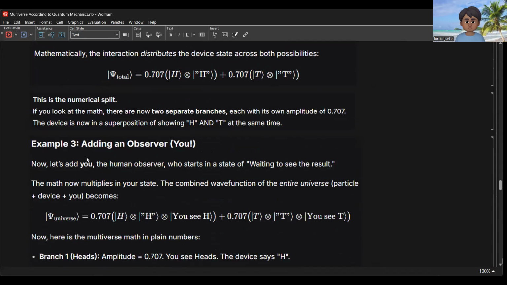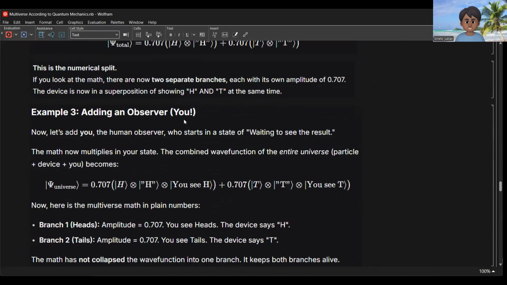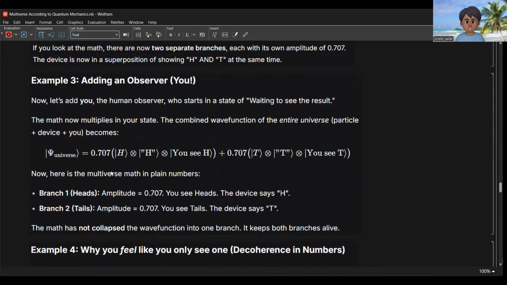So example number 3, adding an observer, you. Now let's add you, the human observer, who starts in a state of waiting to see the result. So the math now multiplies in you. The combined wave function of the entire universe, particle plus device plus you, becomes this: this is for the particle, this is for the device, and this is you. Tensor product, plus 0.707 for the particle tails, tensor product with the device showing T, and you see T according to your consciousness.